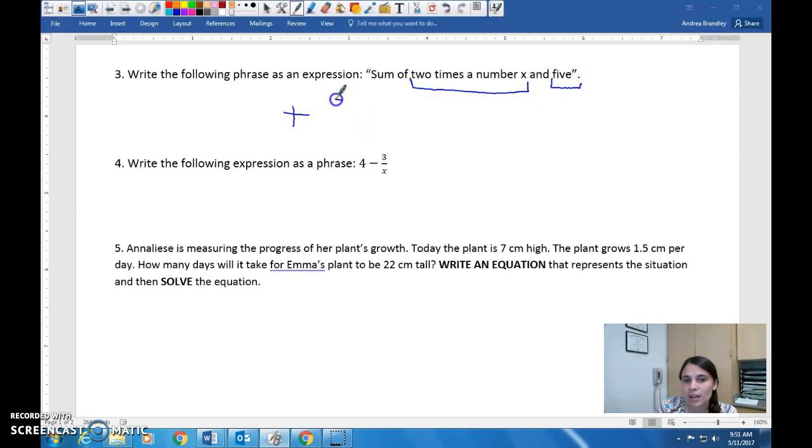So on this side of my equal sign is just going to be 5. That part's easy. Then I have 2 times a number x. Well, 2 times x I can just write like this.